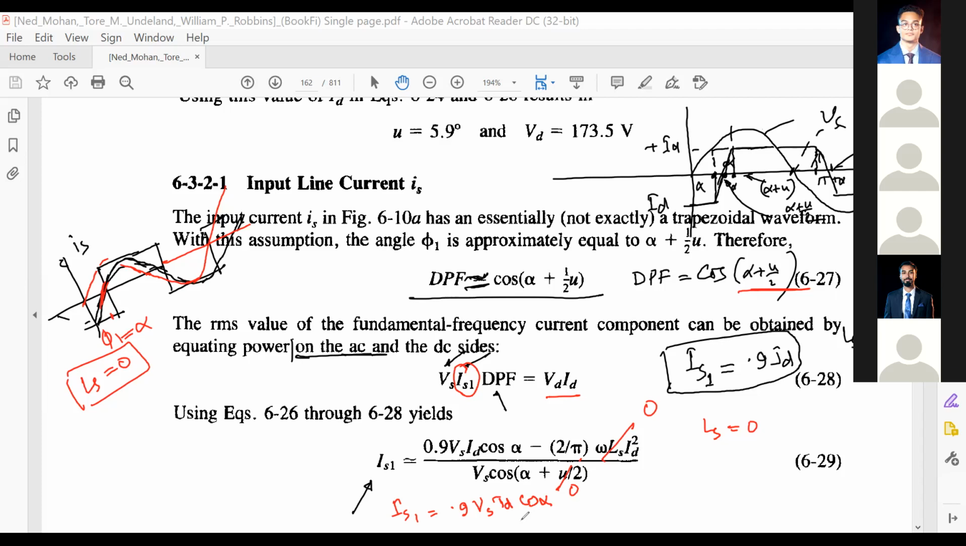IS1 should be how much? 0.9. Okay, but it is okay. So then this Vs and Vs will be cancelled. Then this one will not be there. So then IS1 will be 0.9.